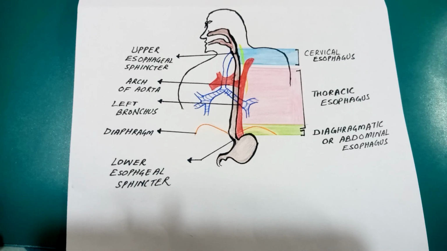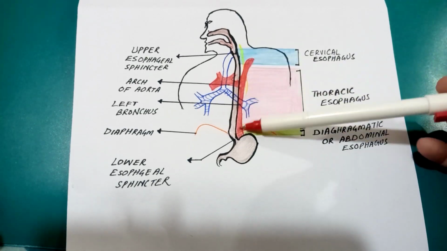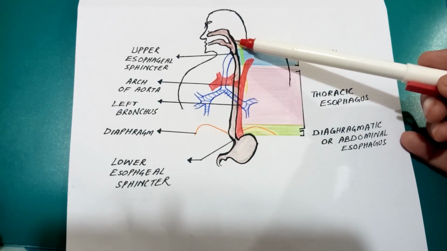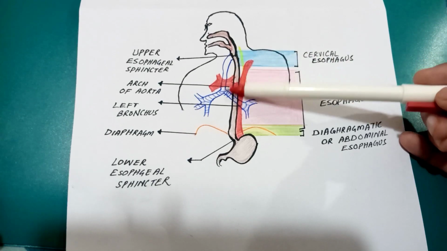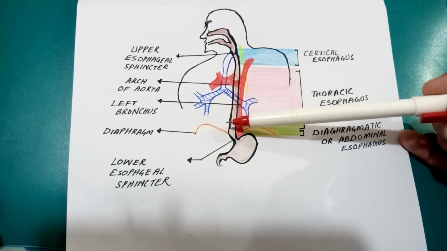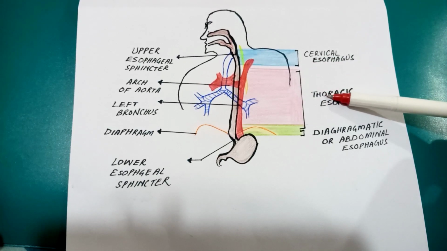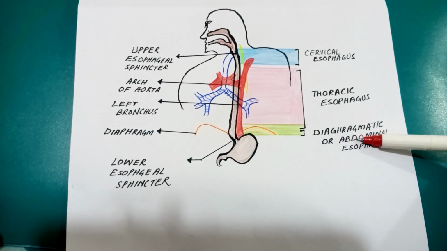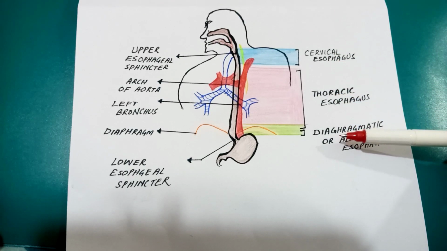Additionally it has two left curvatures. As you can see here, the whole esophagus is divided into three parts. It starts from the cricoid cartilage, which lies at the level of C6. The three parts are the cervical esophagus, the thoracic esophagus, and the 3 to 4 centimeter part that lies below the diaphragm, which is the abdominal or diaphragmatic esophagus.